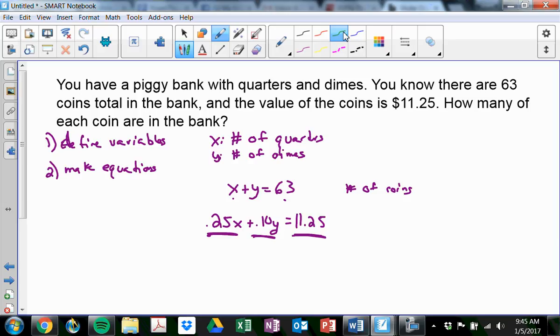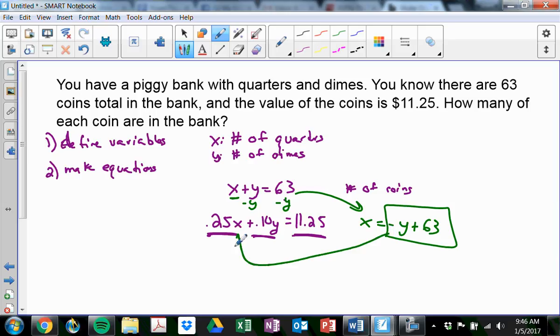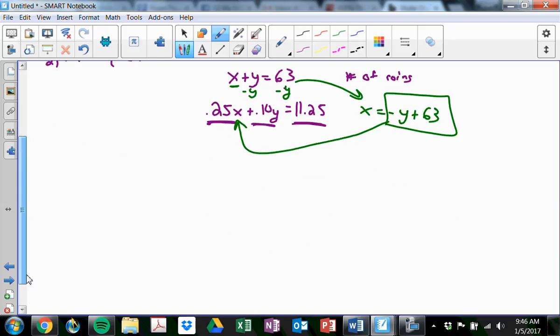This I can solve by substitution. If I want to get one of the variables by itself, I'll get this x by itself. So we get x equals negative y plus 63 if I subtract a y from both sides. I will now take this and plug it in for this x here. If you don't like having the decimals, you could multiply everything by 100 to get 25x plus 10y equals 1,125. It just moves decimals around, doesn't really help you all that much. I'm not going to bother, but you can if you'd like to. 0.25 times negative y plus 63 plus 0.1y equals 11.25.